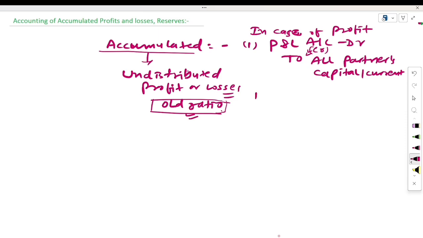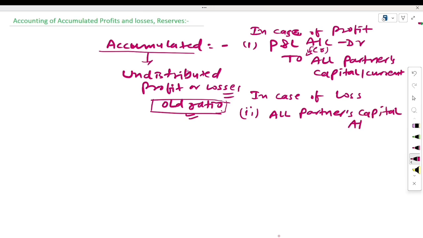In case of loss, the profit and loss account balance will be given as debit here, not credit. If it is loss, then what entry will we pass? Just the opposite entry. All partners' capital or current account debit to profit and loss account.